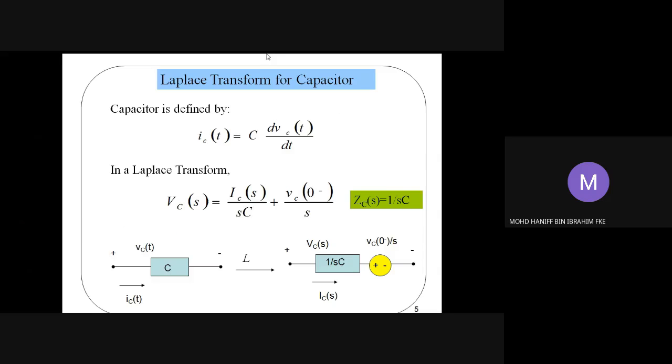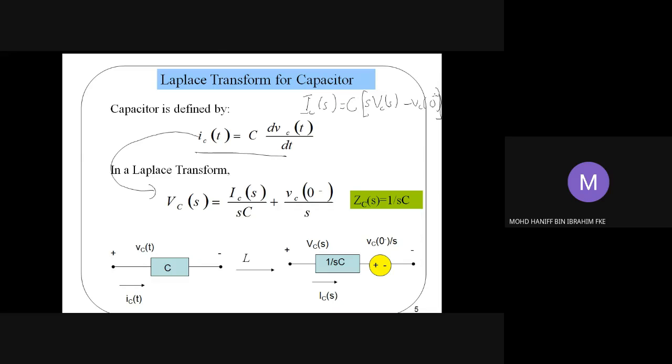So this is a capacitor equation. We have seen these capacitor equations before, right? I equals C dV over dt. What we're going to do now is transform this into the S domain. Initially, if we transform, the equation can be written as I_C(s) equals C times s V_C(s) minus V_C(0 negative).